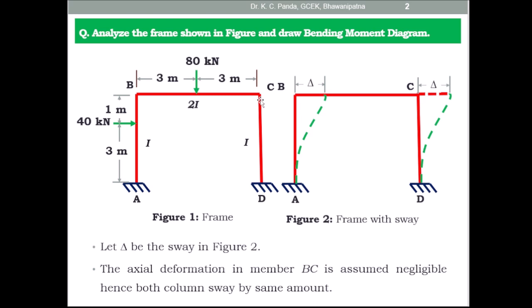Similarly, on the member BC there is present the concentrated load 80 kilonewton at the midpoint of BC. Here you have to find out the fixed end moment MFBC is equal to minus WL by 8 and MFCB is equal to plus WL by 8. And on the member CD, there is no load. Here the fixed end moment is 0 at both ends.